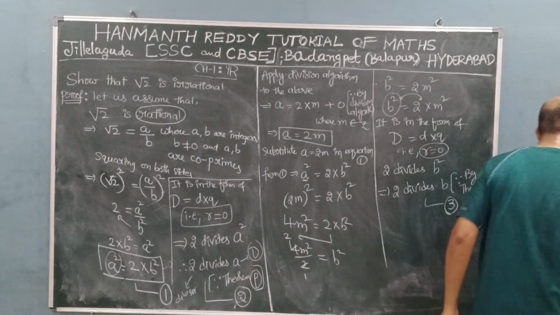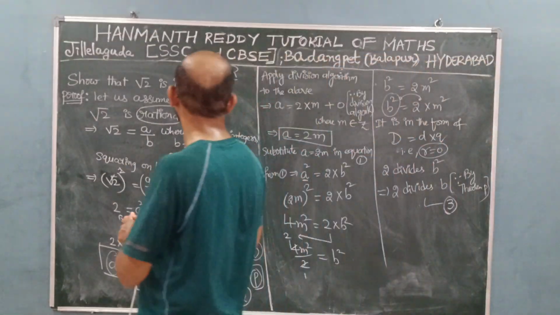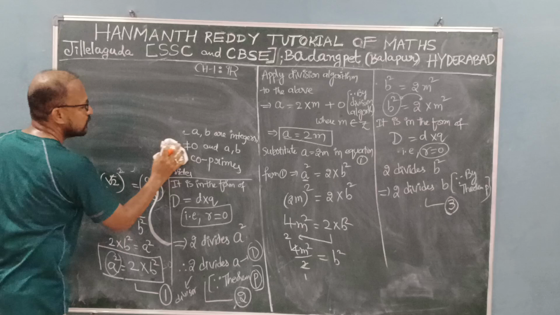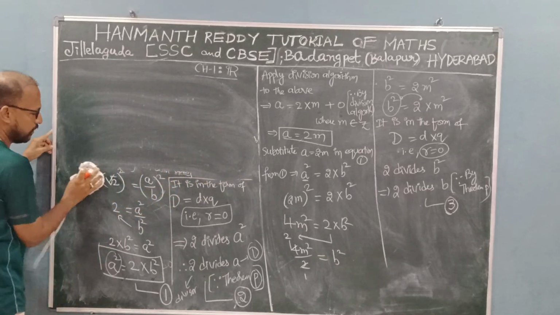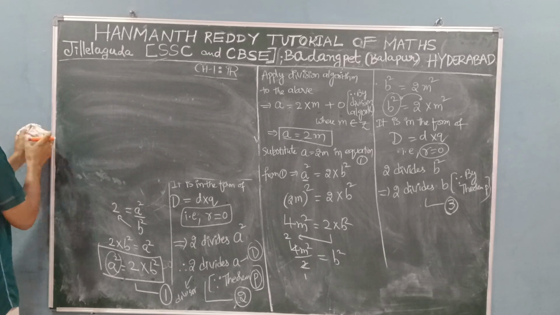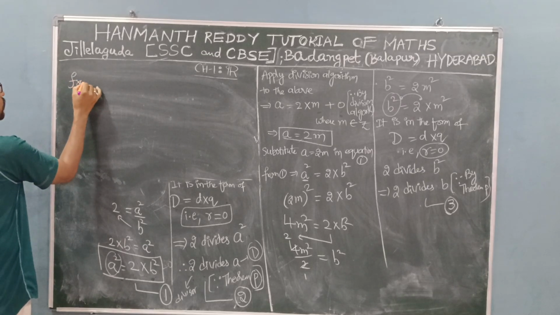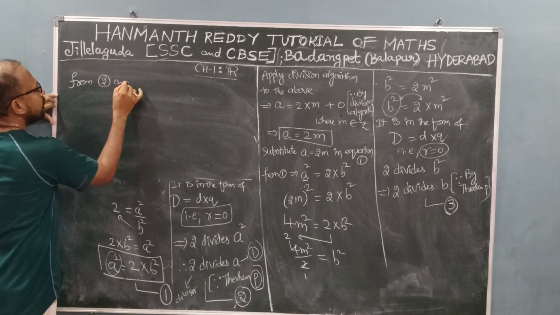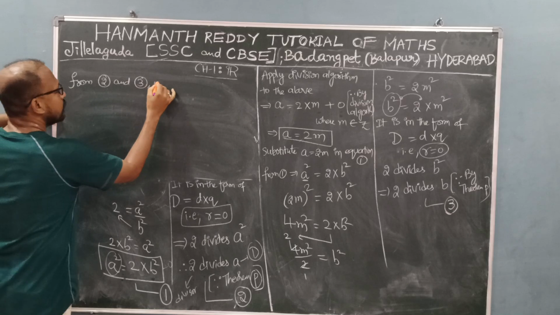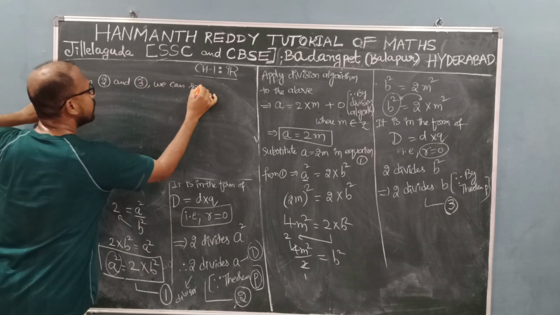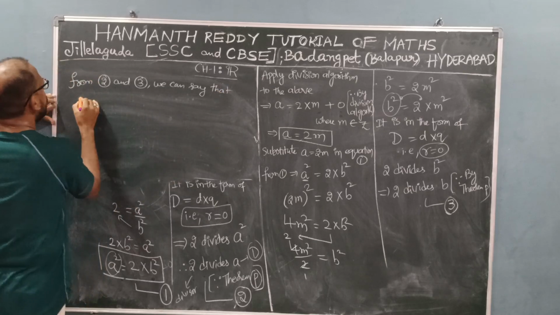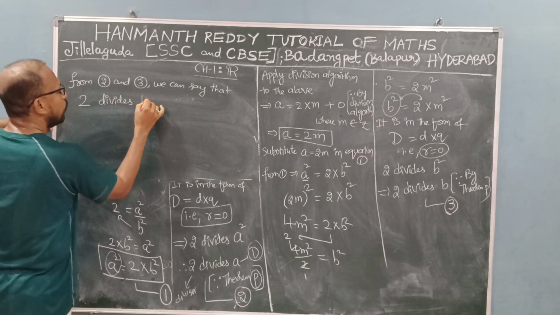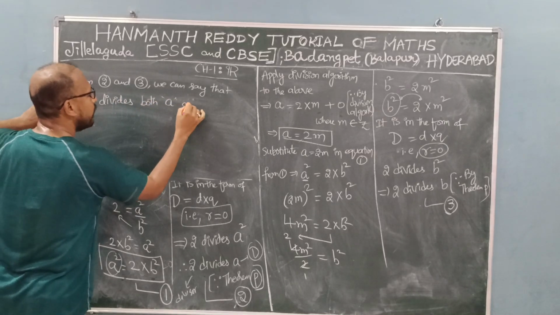So now remember, from condition number 2 and condition number 3 I can say that 2 divides both a and b. Am I right? Yes. See, I am writing here. Listen. From conditions 2 and 3, we can say that 2 divides both a and b.